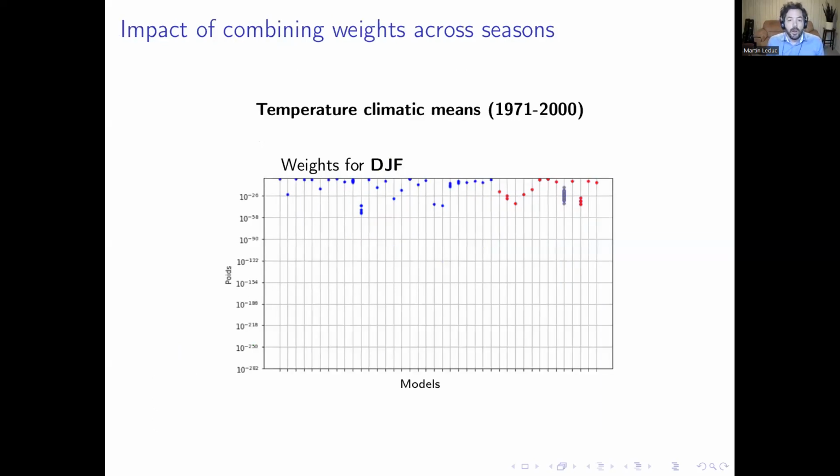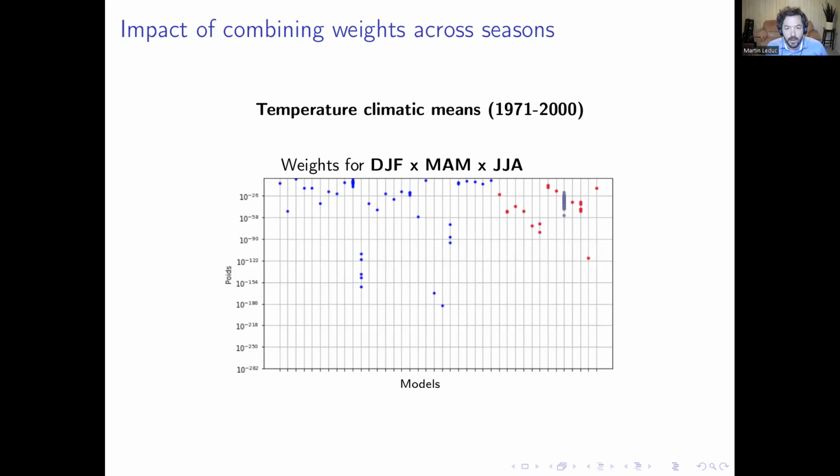And now what happens if we combine different metrics? Here I will come back to the metric calculated for the climatic means, also for temperature in winter. So we have the same figure as before. And if we add, for instance, one season, you see that some models survive at the top, but some others are drawn with a much lower value.